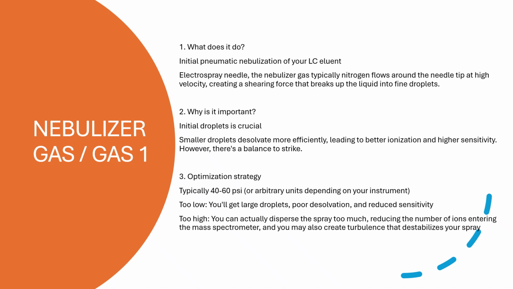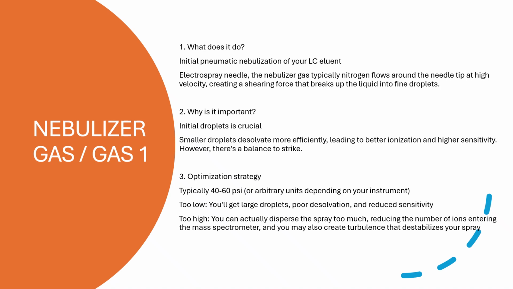And why is the nebulizer important? The size of these initial droplets is crucial. Smaller droplets desolvate more efficiently, leading to better ionization and higher sensitivity. However, there is a balance to strike. Now let's talk about the optimizing strategy. To start, typically 40 to 60 psi would work.